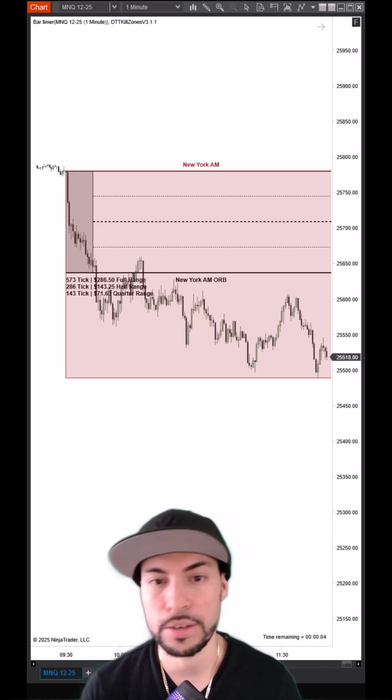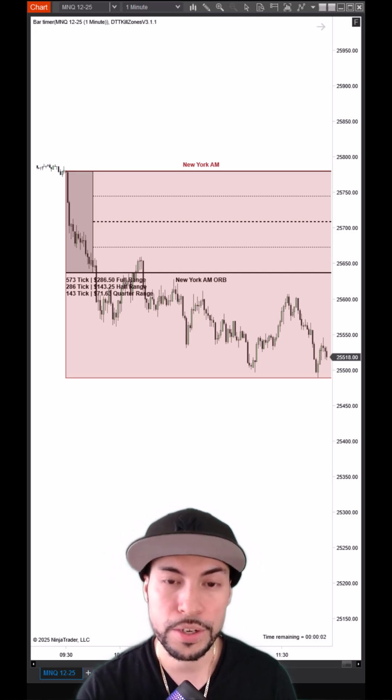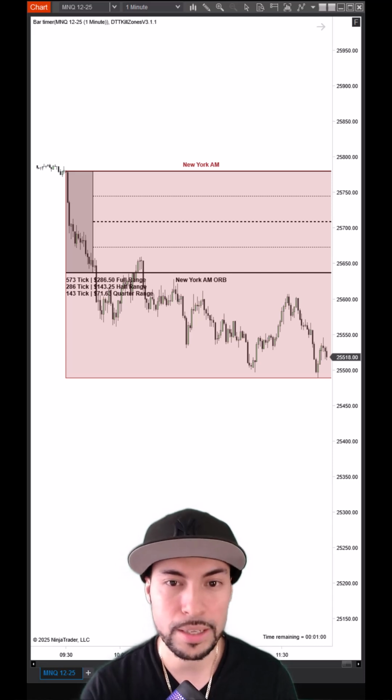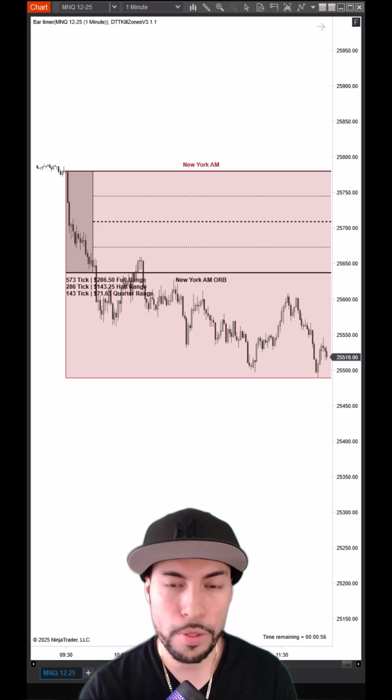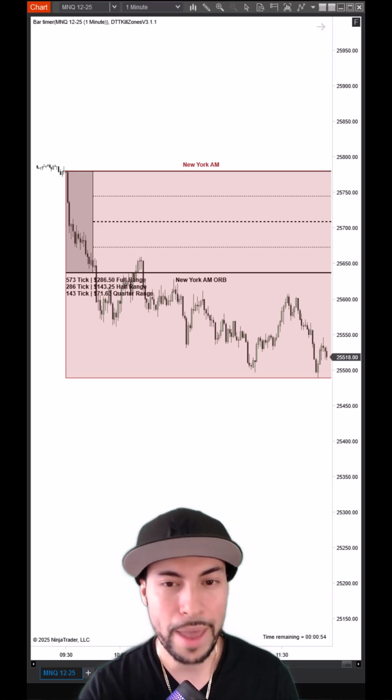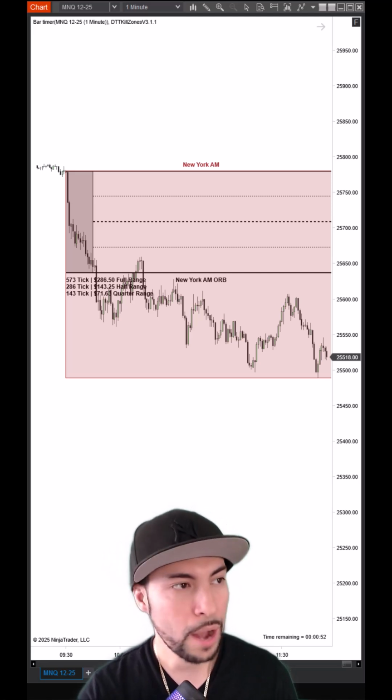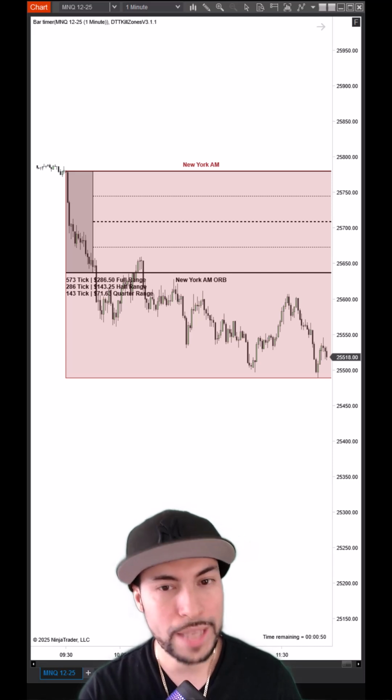So pay attention, okay? First things first, you're going to need the DTT kill zones indicator. You can find that on the doubletoptrading.com website. Go there, download the tool, and you'll be able to use this. Now, that being said, look at what's happening here.